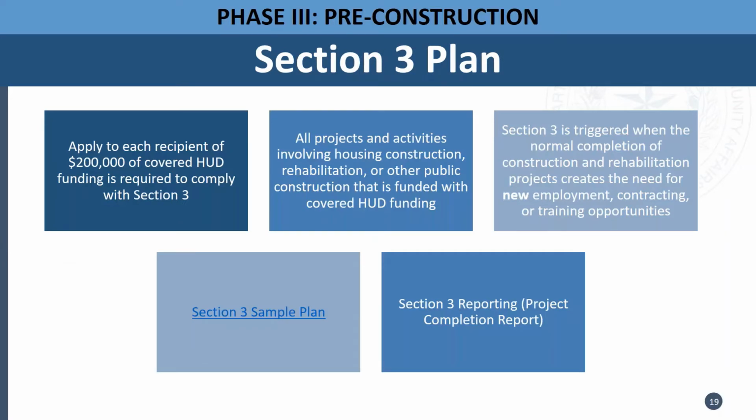Here we have the Section 3 plan and what it needs to include. It applies to each recipient of $200,000 of covered HUD funding, who is required to comply with Section 3. This covers all projects and activities involving housing construction, rehabilitation, or other public construction that is funded with covered HUD funding. Section 3 is triggered when the normal completion of construction and rehab projects creates a need for new employment, contracting, or training opportunities. There will be Section 3 reporting, and at a future date we will be providing a sample plan.